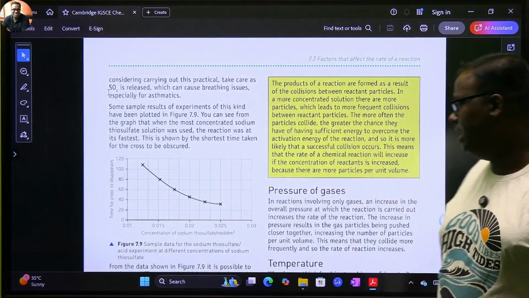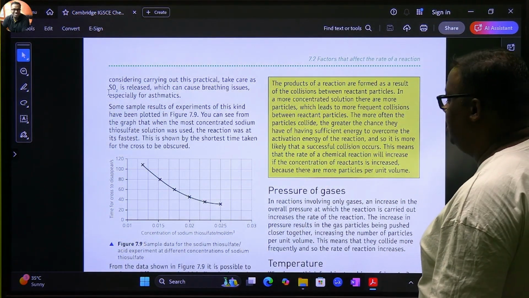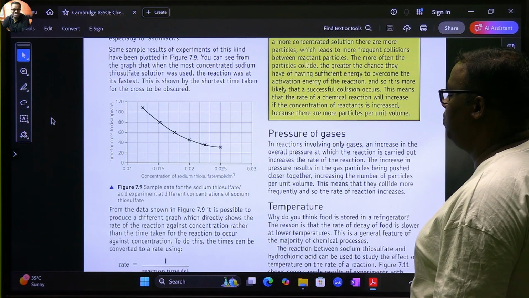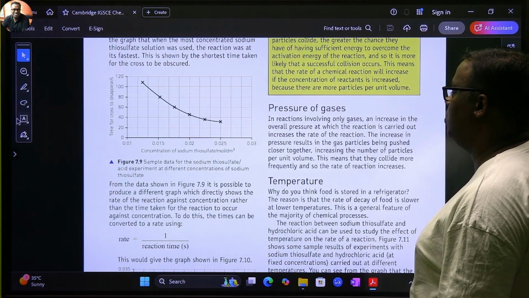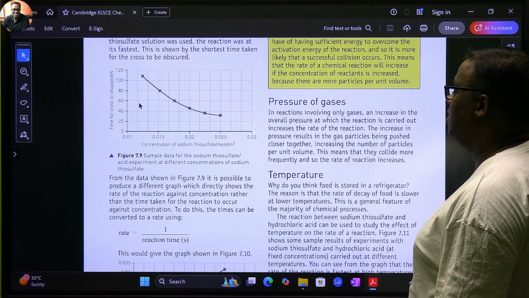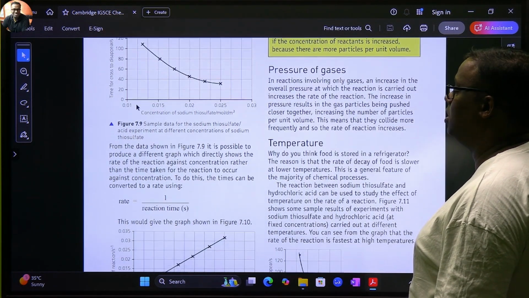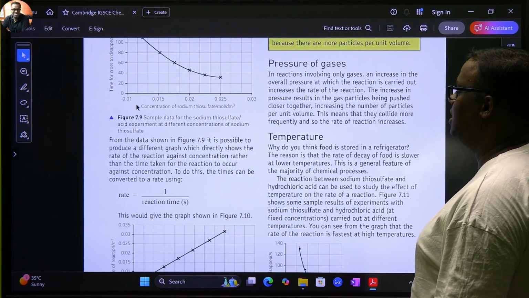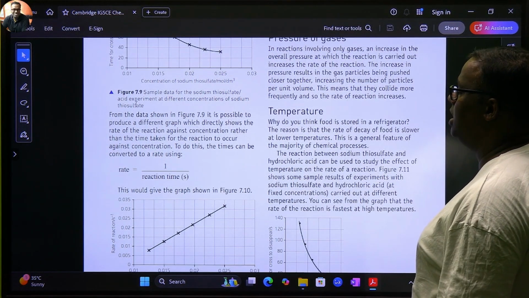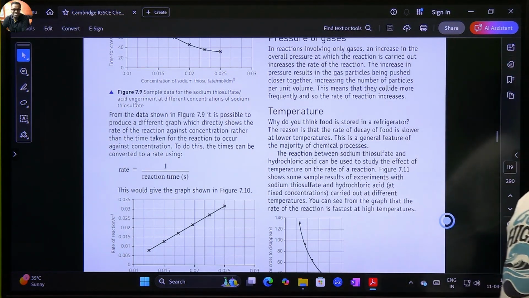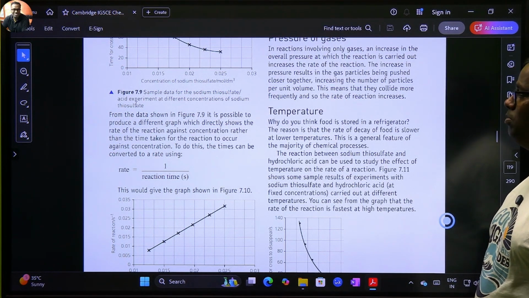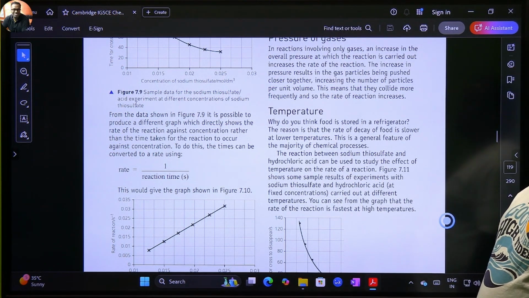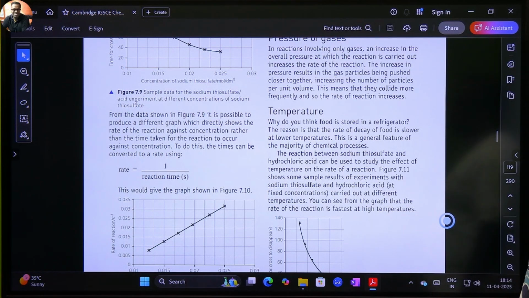So from the data that is shown in figure 7.9, it is possible to produce a different graph which directly shows the rate of a reaction against the concentration rather than the time taken for the reaction to occur against concentration. To do this, the times can be converted to a rate. So rate is what? Rate is equal to 1 by reaction time. Understand what it says. It says that from the data in figure 7.9, it is possible to produce a different graph. So what they have done, rate is 1 upon reaction time.